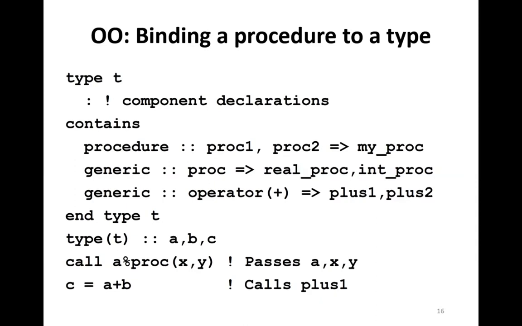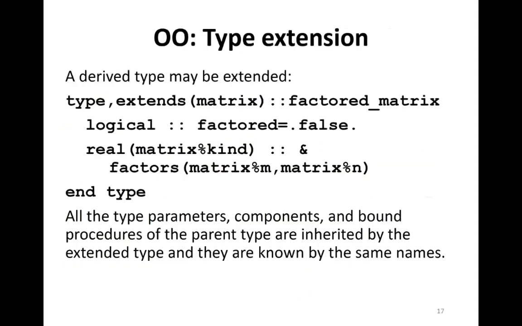So here's an example. I've declared A, B, and C of type T. I've called A%proc, so that passes to the procedure the object itself, A, and it passes X and Y, the arguments. And here's an example of using the plus. So now I've said C equals A plus B, and that will automatically call whichever is appropriate of plus one and plus two. Type extension: given a type, you can extend it.